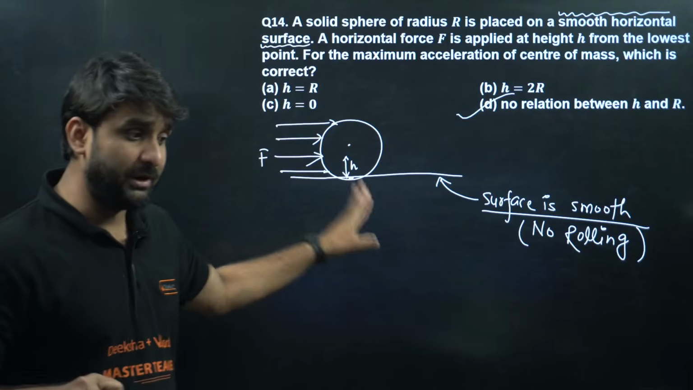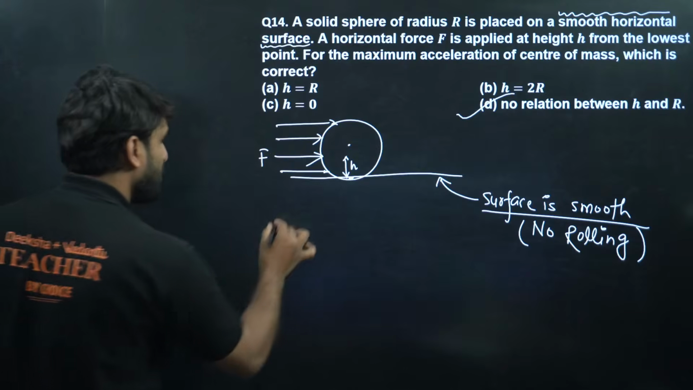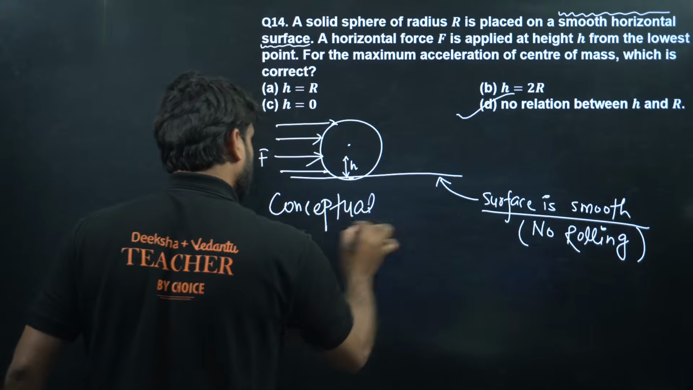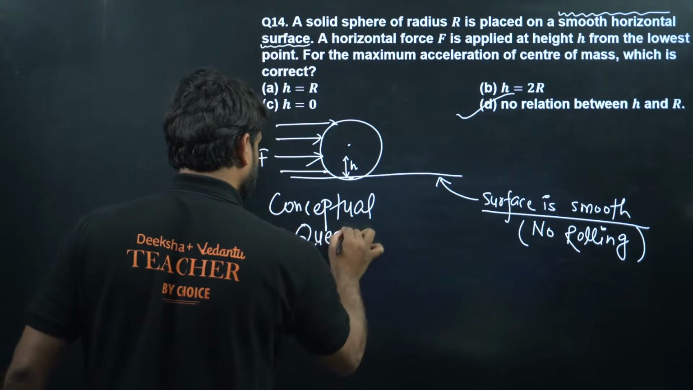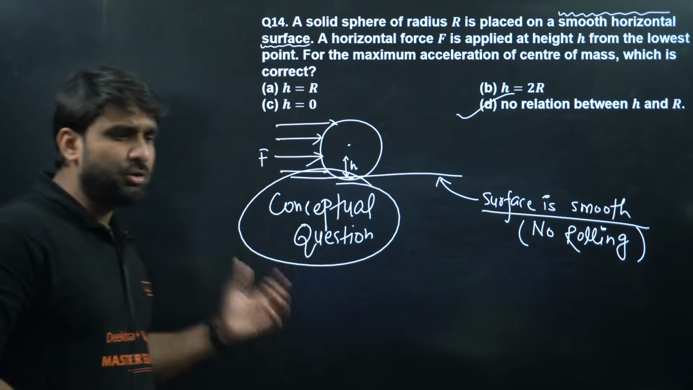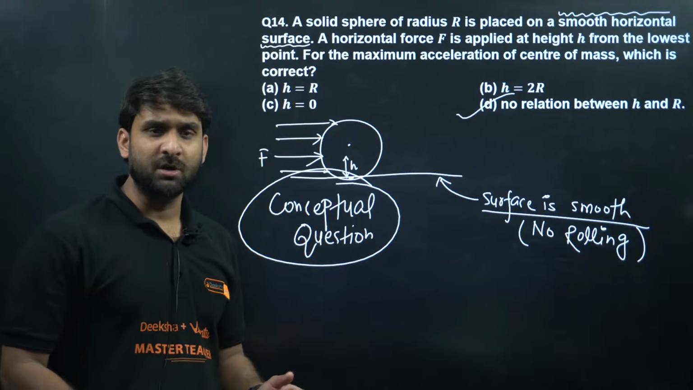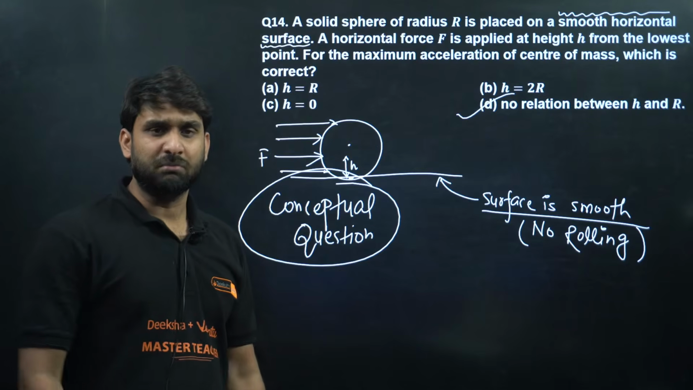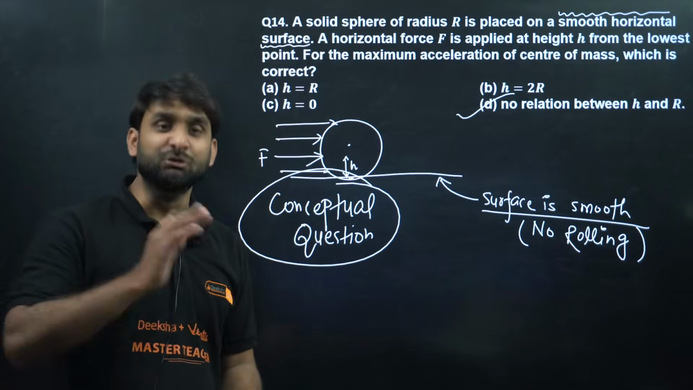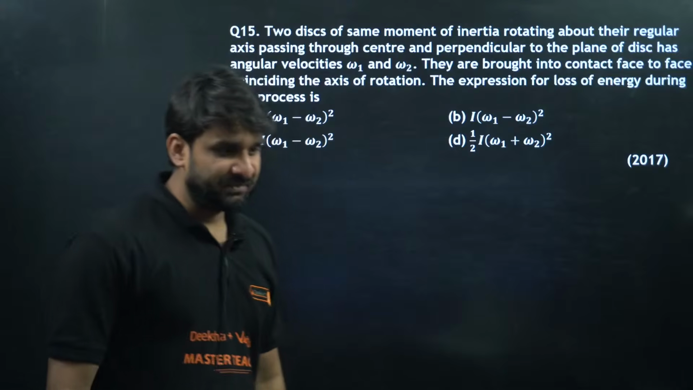I have already told you this question is a bit conceptual, not mathematical. It is just based on your knowledge and clarity. What is the difference between slipping and rolling motion, perfectly rolling and partially rolling motion? What is the difference between a rough surface and a smooth surface? Simple. Okay, moving to the next question, question number 15.